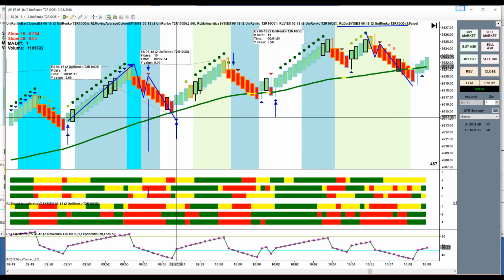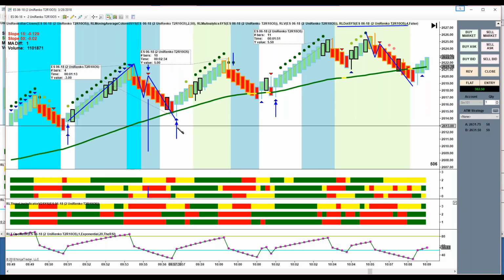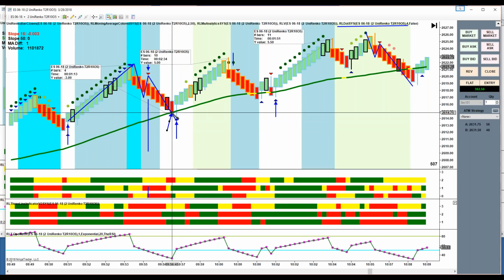The problem is we have the quants recalibrated because of that multi-time frame analysis. And I want you to see something that's really important. The 3 line turns first.